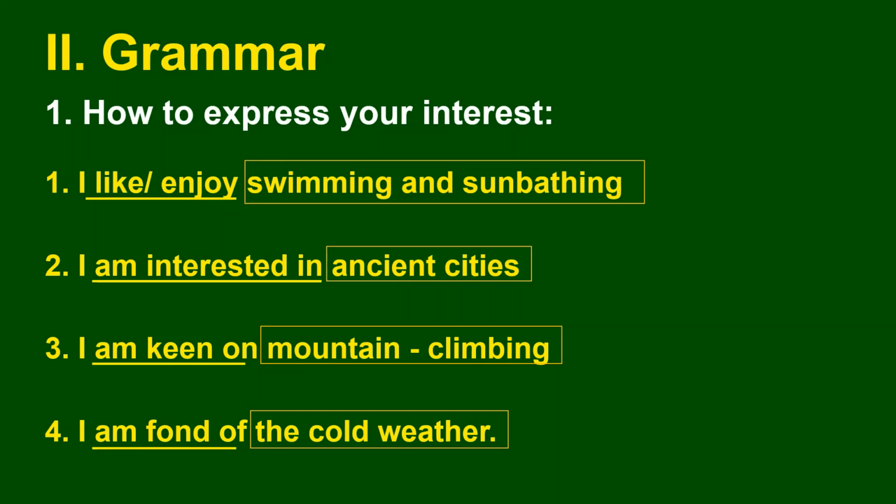Okay, first, how to express your interests. I have 4 sentences here. Number 1, I like, enjoy swimming and sunbathing. Number 2, I am interested in ancient cities. Number 3, I am keen on mountain climbing. Number 4, I am fond of the cold weather.